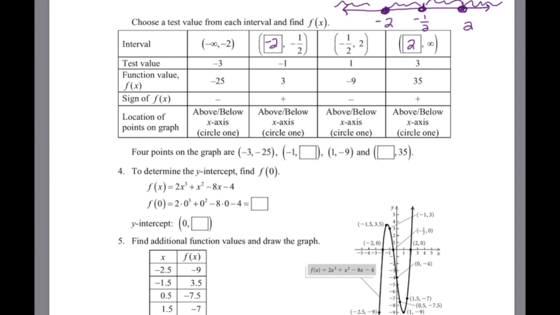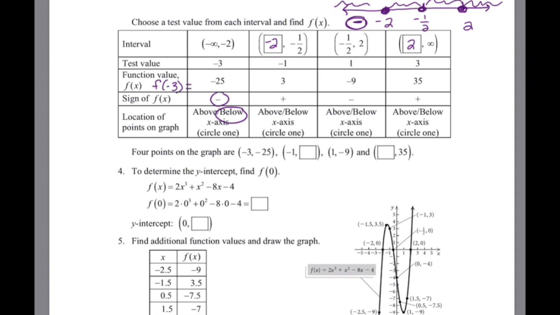We need to choose values within each of those for a test value. When I use my function, -3 is in between -infinity to -2. So when I plug in f of -3, I get -25. That's key. Our sign is negative, so we're going to be below the axis. So here is negative. I'm going to hit -2 and something might happen. I might stay below the x-axis, or I might now go above the x-axis.